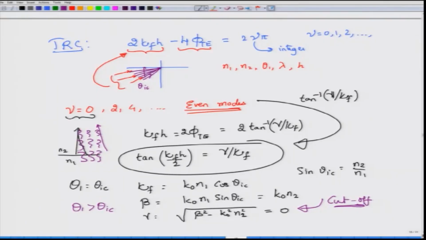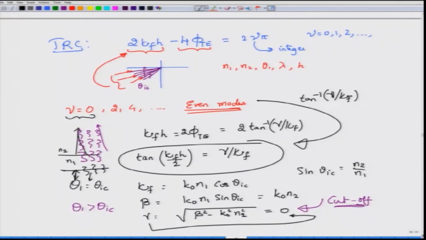Of course, it is not only on the upper interface, the same thing happens in the lower interface as well, right. There is a lower interface wave which is propagating, which of course would decay in the direction downward and perpendicular to the film. Whatever condition we are talking about for the upper interface is the same condition that will also hold for the lower interface, because we are considering a symmetric slab waveguide. So, the cutoff condition is when gamma becomes equal to 0.